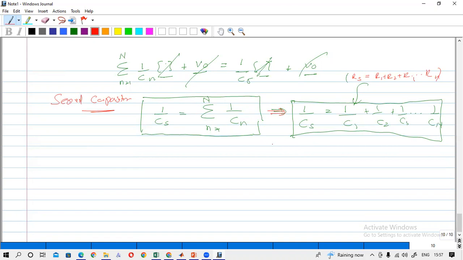Next we have to find the parallel. I will stop here because we are running out of time. Anyway, I think you can try this at home.